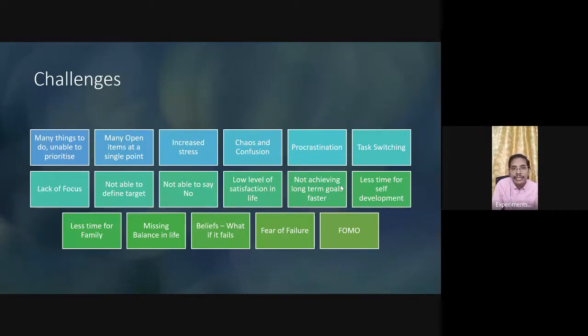Then, beliefs. There are certain beliefs we develop as part of our environment, as part of our growth, as part of our interaction with people. What happens if I fail? That belief comes in and stops us from doing a lot of things in our life. Fear of failure, fear of what people will think, fear of what if it happens like this. We always do that. And FOMO is fear of missing out. We take up certain things because we think that if we don't take them up now, they will go out. So these are some of the challenges your students face day in and day out.